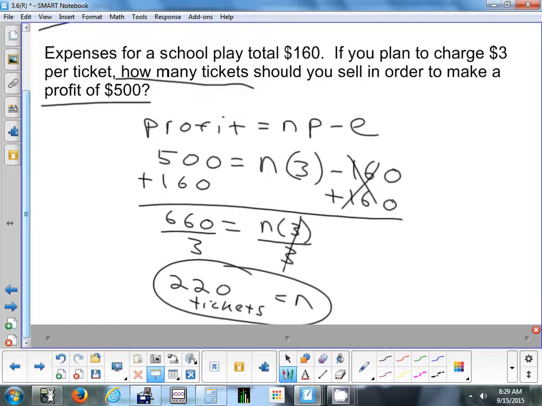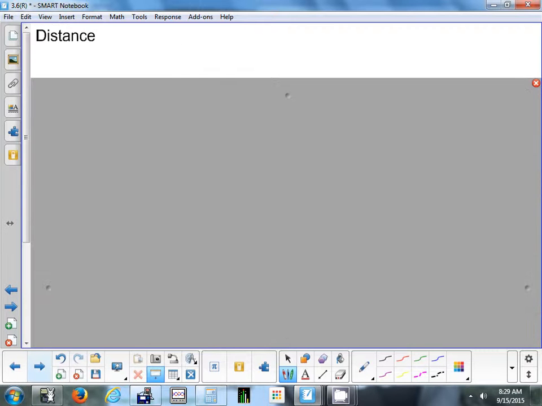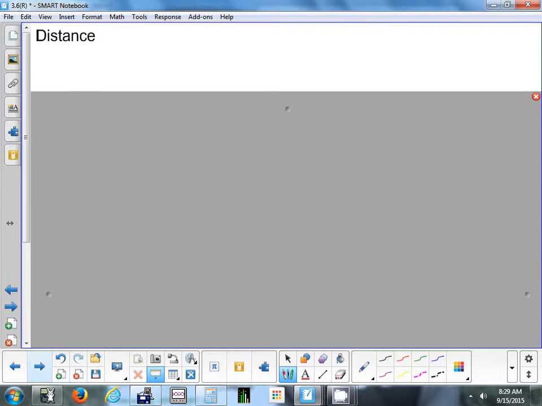Right, so that's our first type. Does anybody have questions on the profit type of problems? You'll always be given 3 out of 4 of the things. Whatever 3 you're given, you solve for the 4th one. Okay? So you want to do this? Sure. Okay, so Mr. Roy is going to go over the next type of problem.